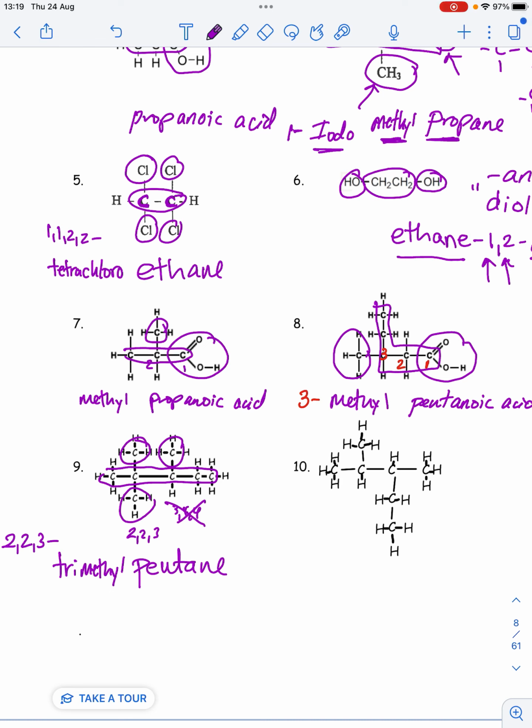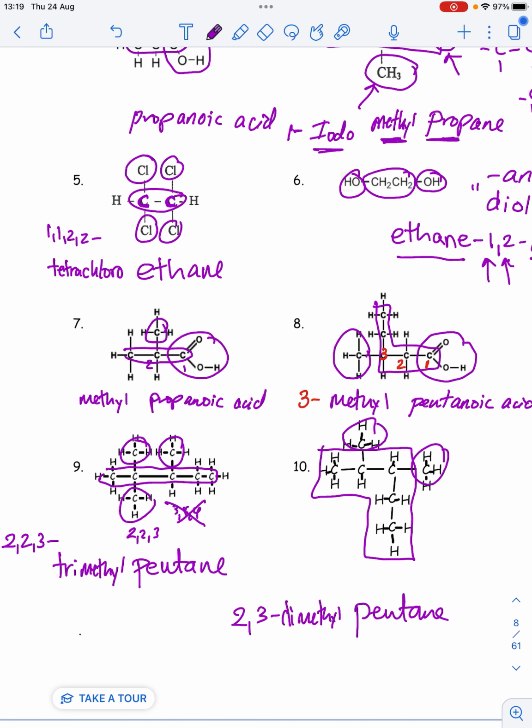Okay, last one here. Once again, the longest chain is hidden. Okay, so we've got that. That's actually pentane. And then we've got a methyl group and a methyl group. Where are they? 2,3-dimethyl is the best way to name those.